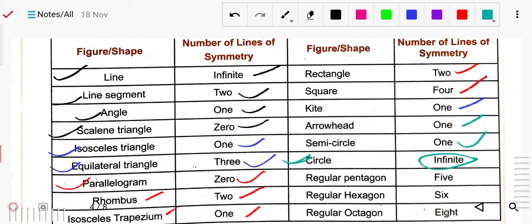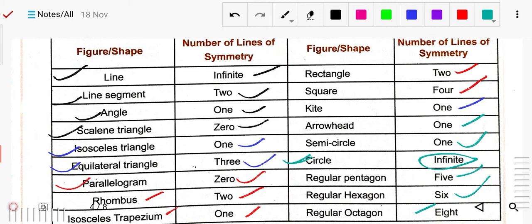Regular pentagon, 5 sides, so 5. Regular hexagon, 6. Regular means all the sides and angles should be equal. Regular octagon, 8. So you have to learn it. This chart you have to write in your copy and learn it.